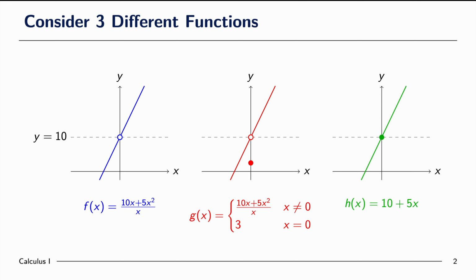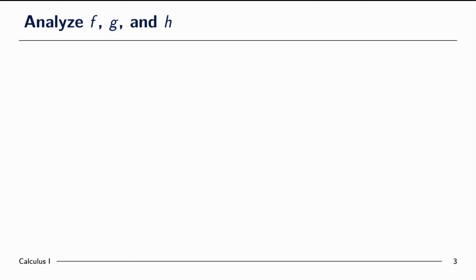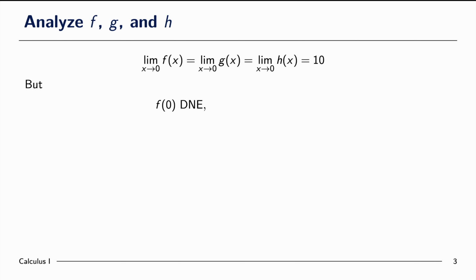Note the value of each function at x equals 0, as well as the limit of the functions as x approaches 0. The limit of each of the functions as x approaches 0 is equal to 10, but note the following: f at 0 does not exist, g of 0 is equal to 3, and h of 0 is equal to 10. Additionally, only h of x is continuous at x equals 0.